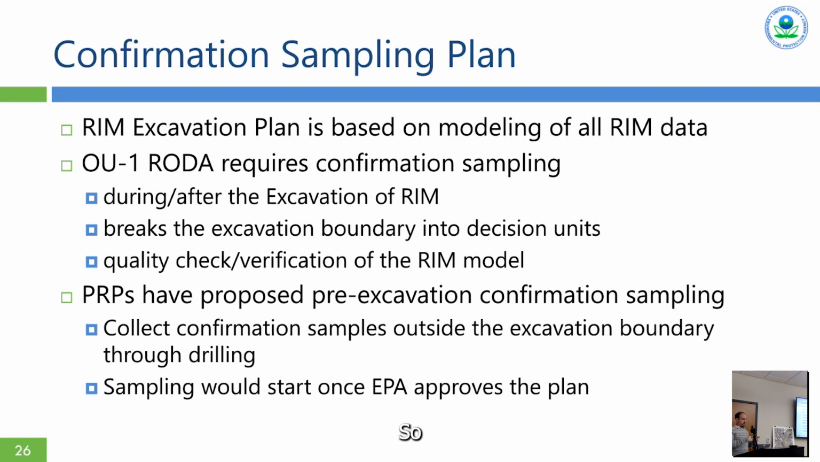So what the PRPs have proposed is to do that basically as soon as we approve the plan, as soon as we have a revised excavation plan that they can attempt to confirm. They want to start that immediately. Get drill rigs out to the site, go on the top, the bottom, the sides of the excavation, obtain these samples, and do this decision unit exercise without waiting, while the design is still going on. That's what they would like to do.